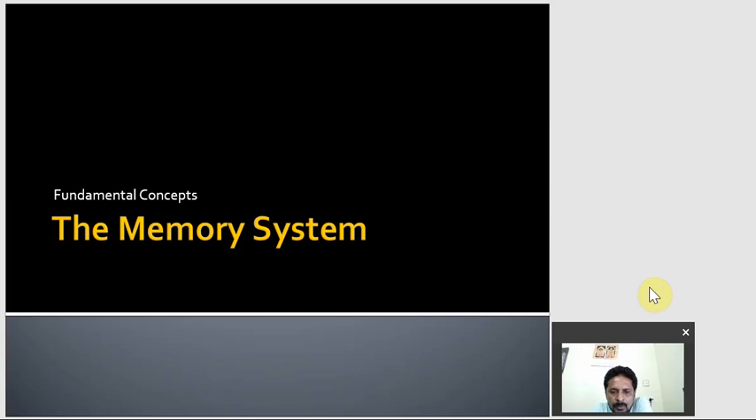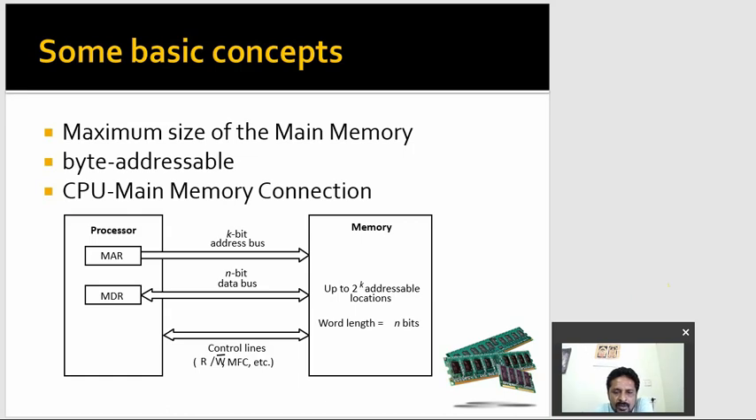What are the different types of memories, how the memory system works, and all the points we will see here. Before going for that, we will see some fundamental or basic concepts. What is the maximum size of the main memory? Here main memory means the memory which stores the data during execution, or temporarily, and that is named the main memory. What is meant by byte addressable?